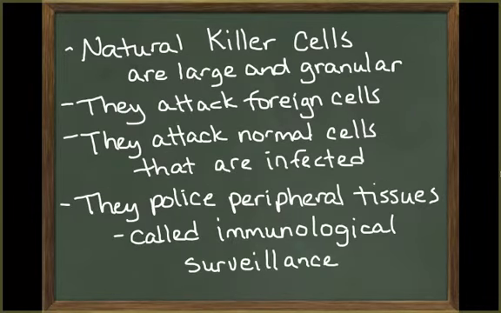Natural killer cells are large and granular lymphocytes. They attack foreign cells. They also attack normal cells infected with viruses and cancer. They continually police the peripheral tissues, which is called immunological surveillance.